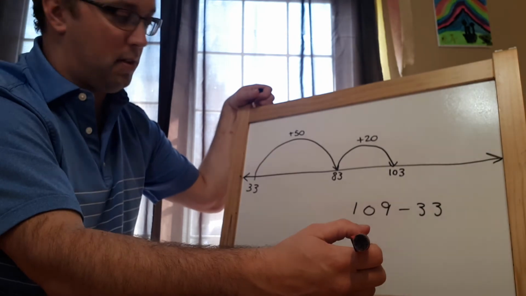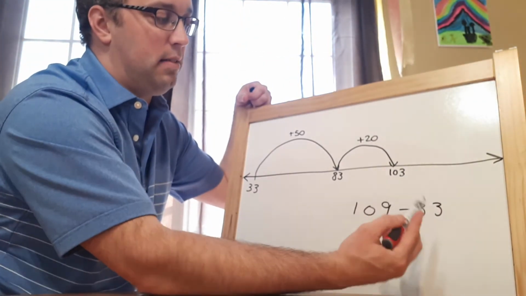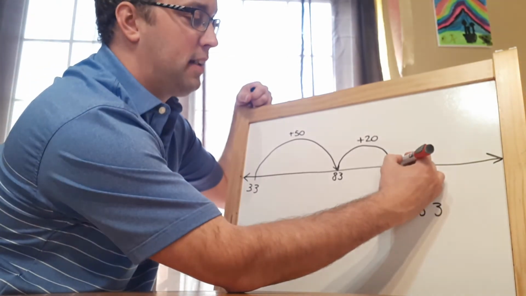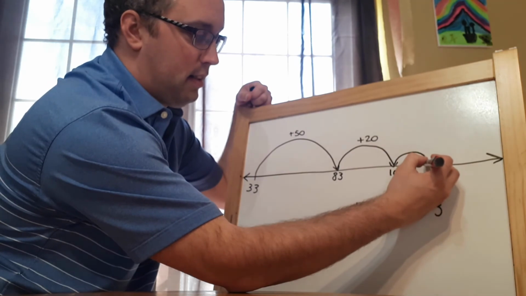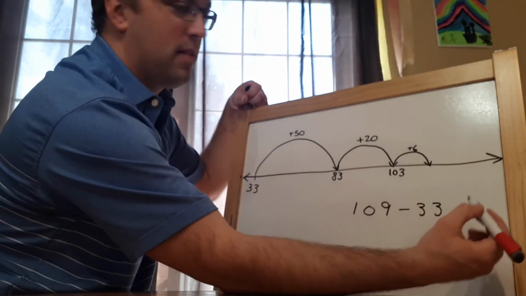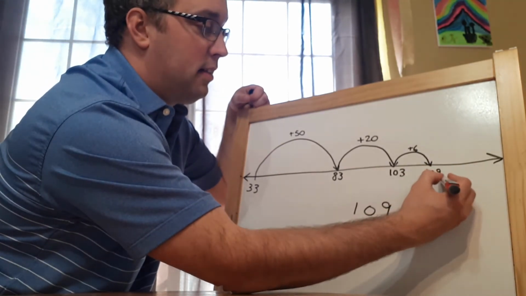I'm still not at 109, so now I'm going to add smaller jumps to get to 109. Well, I know that if I'm at 3, I need 6 more to get to 9, so I'm going to make a jump of 6. That jump is too big really, but for the purpose of this video so you can see it, that's acceptable. And that'll take me to 109.